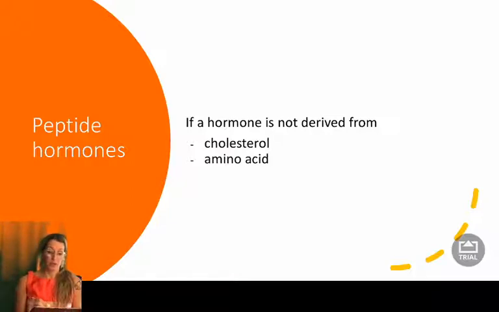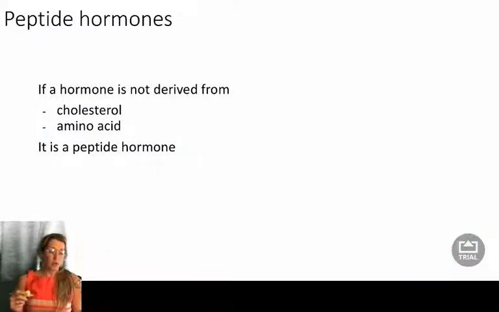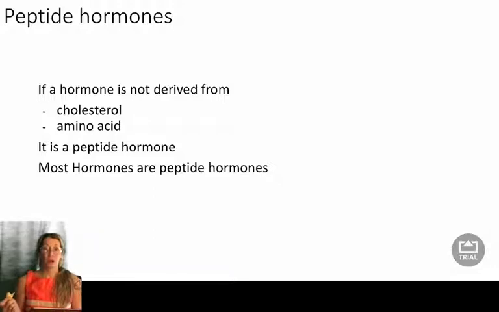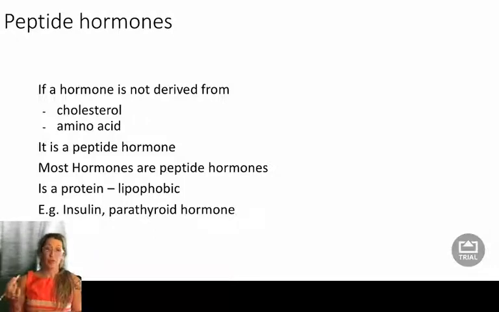So derived from cholesterol, that's a steroid, right? An amino acid derived hormone is derived from an amino acid. So pretty much it's a peptide hormone. Most hormones are peptide hormones. The vast majority are peptide hormones. They're proteins, so that means they're lipophobic. You could also think of them as hydrophilic.